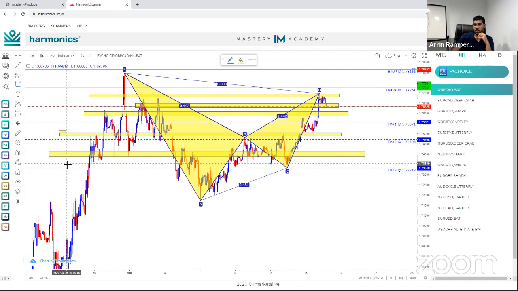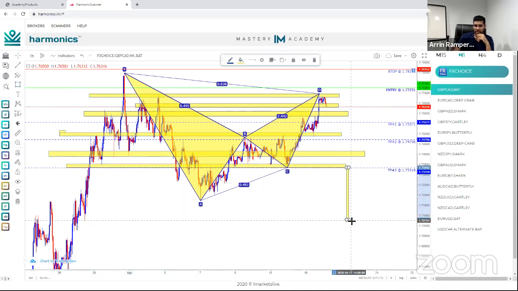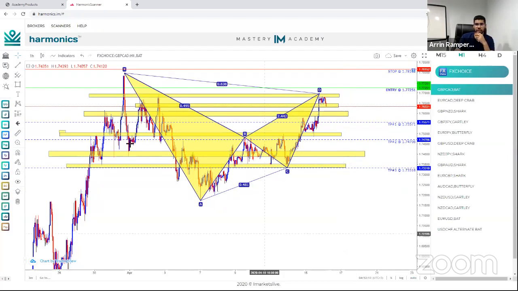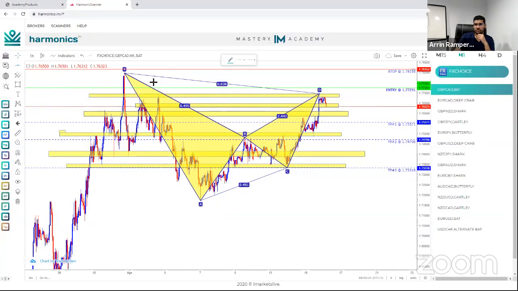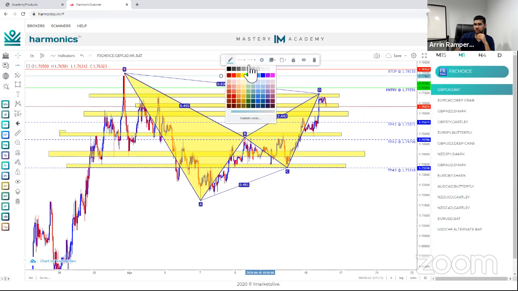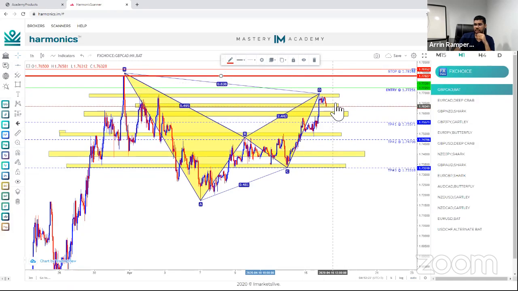So I'm just showing you this. All these different levels are where price could get to and stop. So you could use these levels as the points where you want to exit the market. You could also trail your stop loss. Trailing your stop loss is this. This is your stop loss, right? It's this red line.